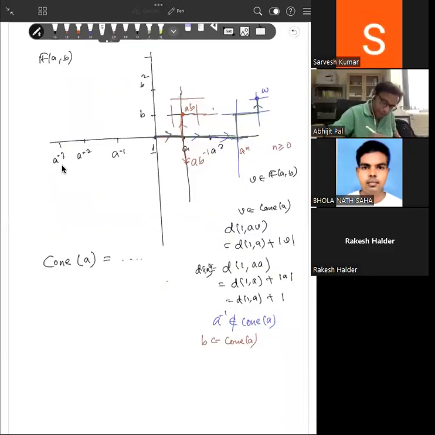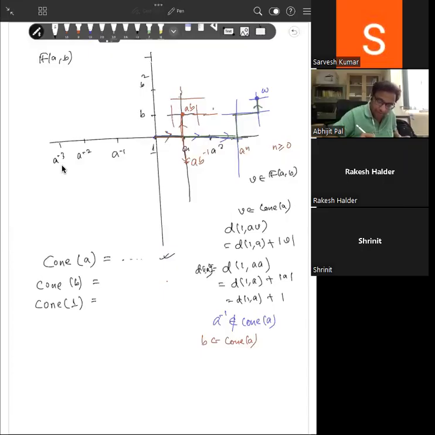So now let us move on. What is cone of B? Similar thing. What will be cone of 1? What is cone of 1? It will be the whole free group, because 1 is anyway the base, so the cone of 1 will be everything.